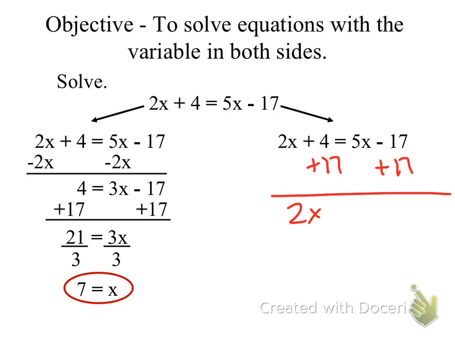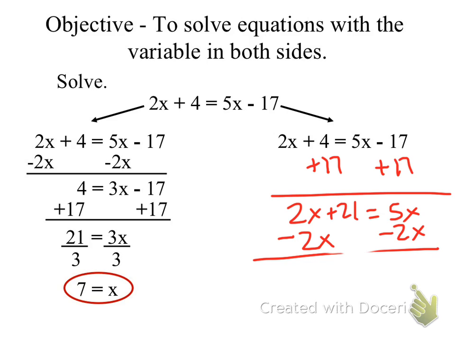Then I'm left with 2x plus 21 equals 5x. Subtract 21. Oops, you're right. Sorry, what am I doing here? Subtract 2x. Okay, subtract 2x. Move my x term now to one side. And then I'm left with 21 is equal to 3x. Divide by 3, x equals 7.